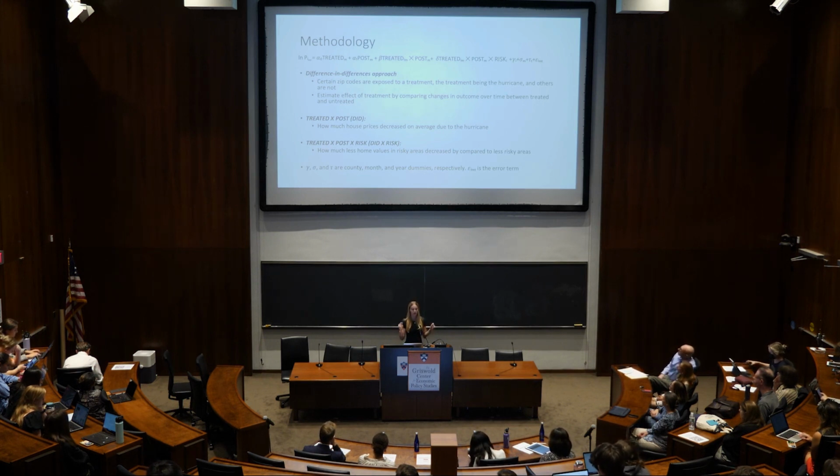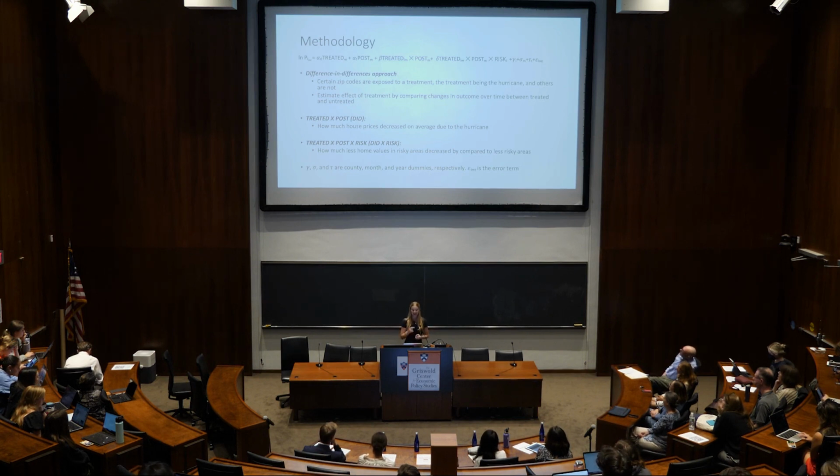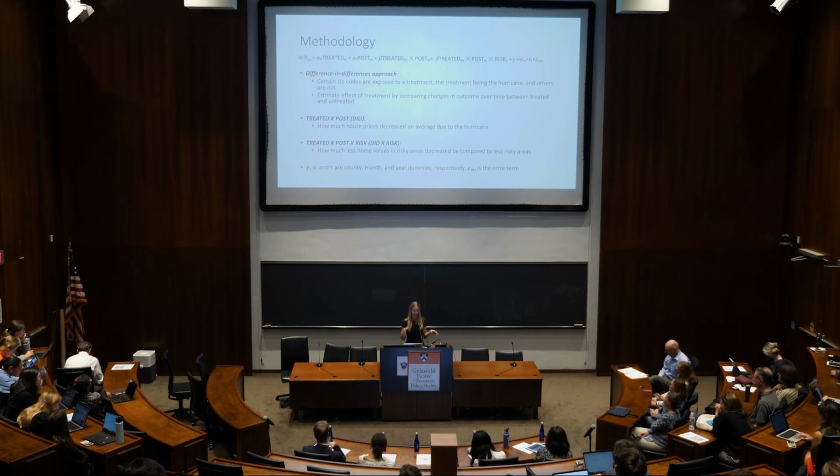Out of this equation, the two variables which are most pertinent to the answers that I want are treated interacted with post, which I'll also be referring to as the DID variable or difference in differences variable, and treated interacted with post interacted with risk. The treated interacted with post, the DID, tells us: after the hurricane strikes these zip codes, do housing prices increase or decrease, and how much? And then the DID interacted with risk variable is telling us how that varies across zip codes of low risk versus high flood risk. So that is the variable I'm most concerned with for my question.